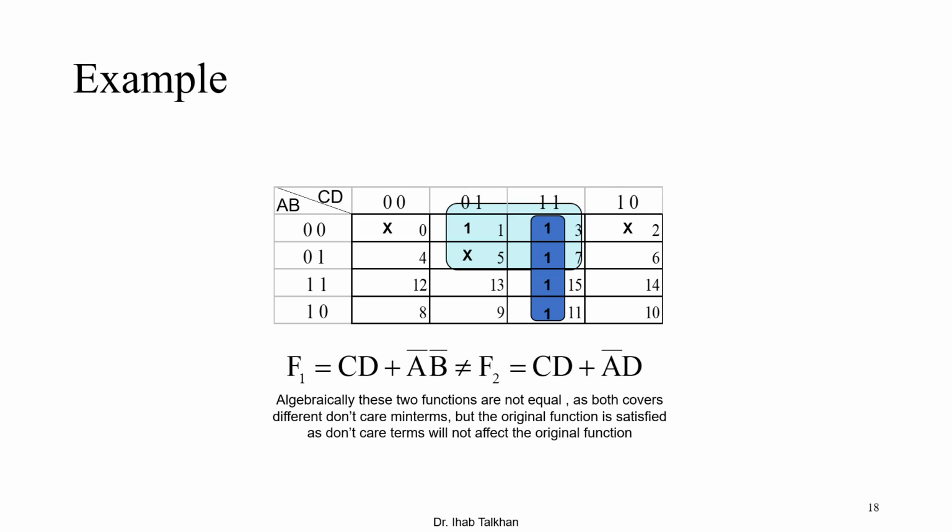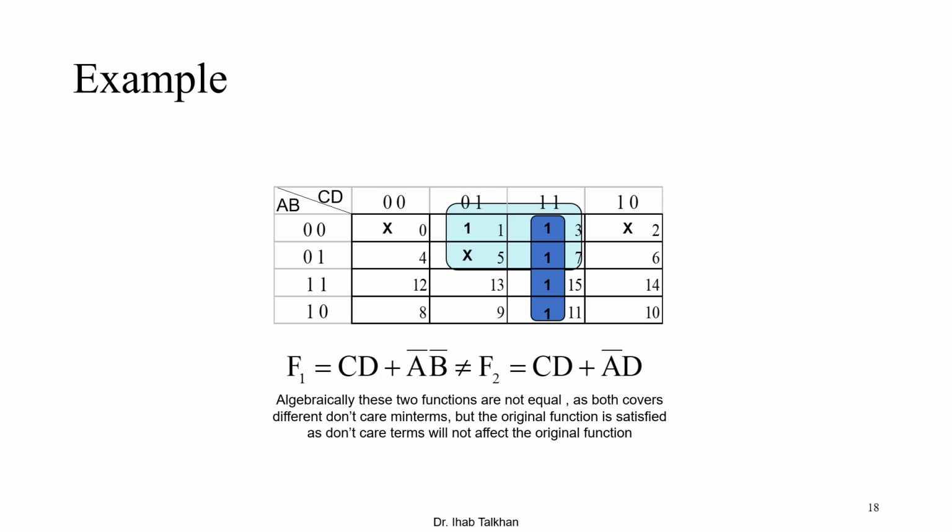So in this example, I have chosen that cell number 0 is 0, cell number 2 is 0, and cell number 5 is 1. Now with the 1 in cell 5, you have a group of 4 between 1, 3, 5, 7. Cells 1, 3, 5, 7 represent a group of 4, which is equal to A bar D. So this is actually F2 equal to CD plus A bar D.